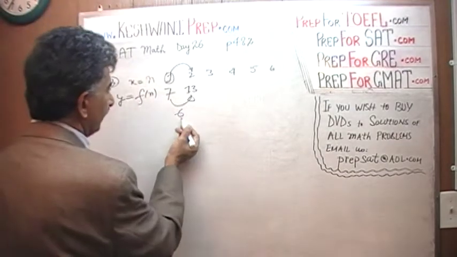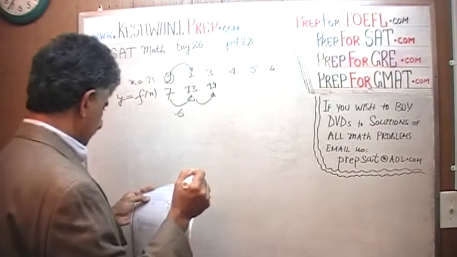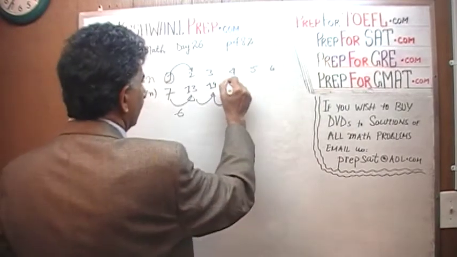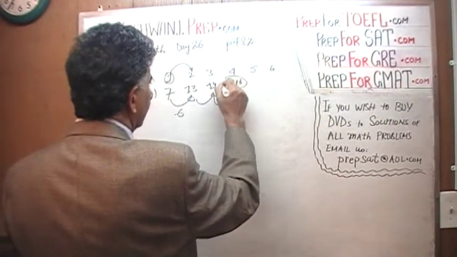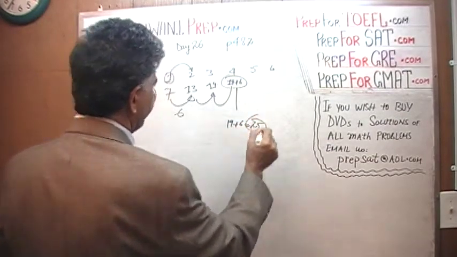So based on that, this next one should be 19. That's 19. The one after that should be 19 plus 6. There you go. That's your answer. 19 plus 6, which is 25.